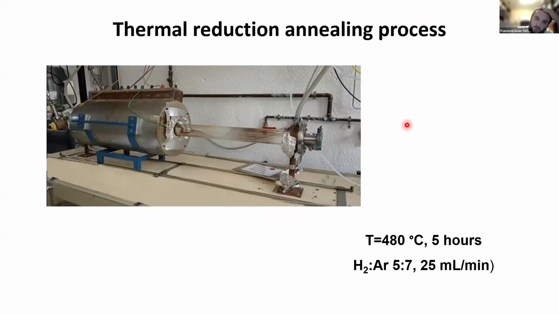We followed two approaches. The first one is a more common reduction process, a thermal reduction process that we performed at 480 degrees for 5 hours in a mixed atmosphere of hydrogen and argon. This procedure has the disadvantage that it's very long. It takes a lot of time: 5 hours plus making vacuum, etc. It takes almost 9 or 10 hours. So it is not efficient to be scaled up for industrial application.